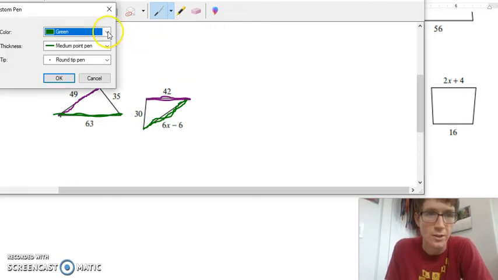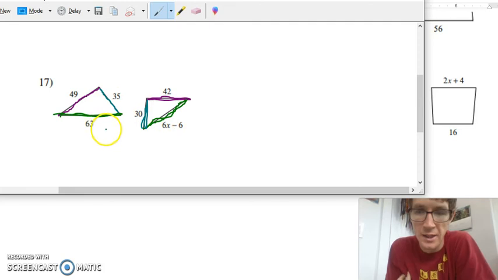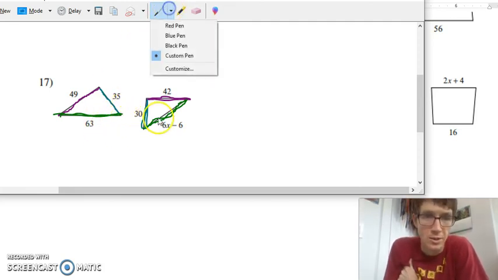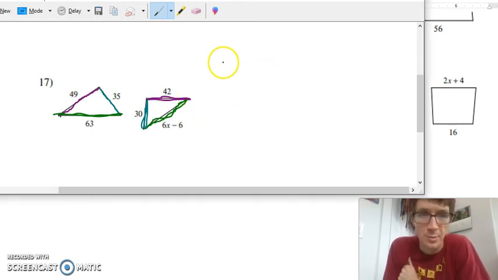Let's do one more color. Let's do it in blue. This 35 will match this over here. So I've kind of matched up all the sides that are proportional. The one we definitely need to use, we're trying to find out x, so we have to use that proportion. We have to use the green ones. So let's use green.